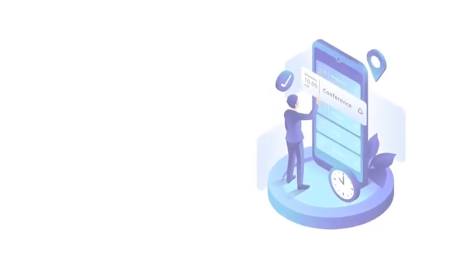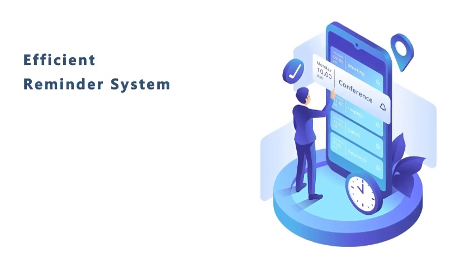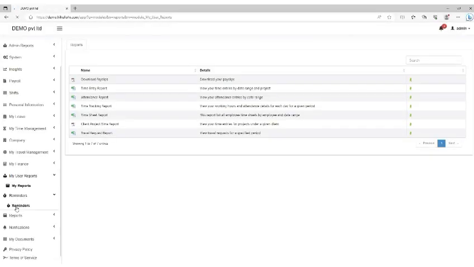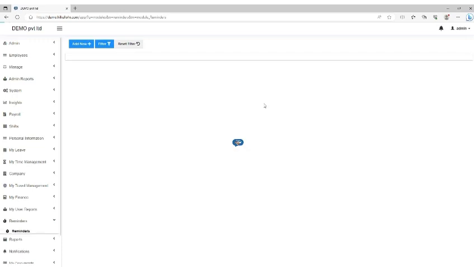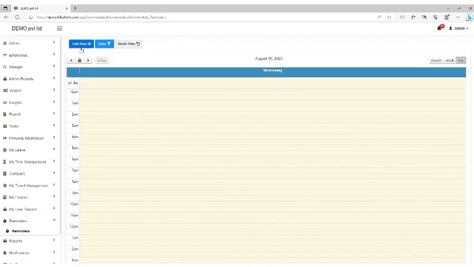This is the reminder feature, in which you will get the reminders, which will be an efficient reminder system in every industry, for every company. So let's see what the procedure is. Just click on reminder and then reminders. In this you can add the notes and reminders. Just click on the add new button.